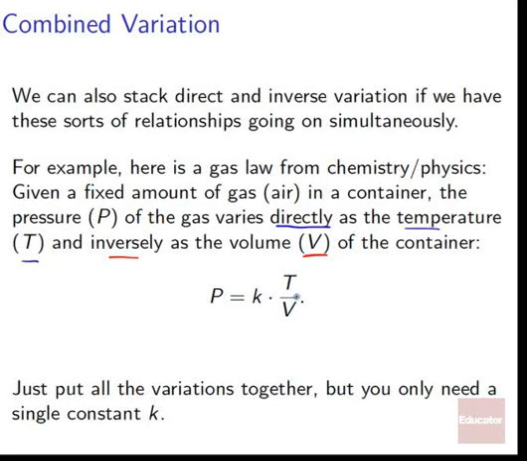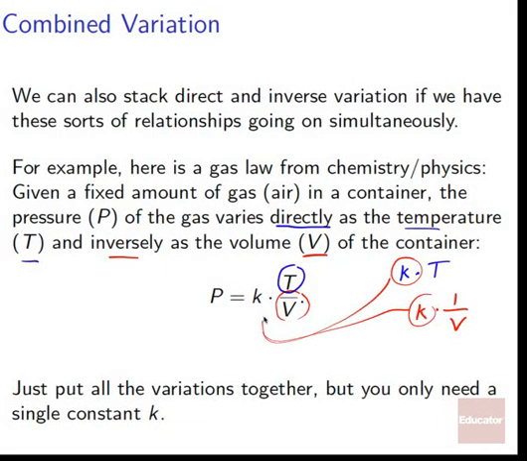So the inverse thing would show up down here by the divide by V, and our direct would be just T. So it's K times T for the direct, and then K over V for the inverse. And once again, we put them together, and they just combine, and they become a single constant of variation. So we just get a single constant K. We just stack all the various kinds of variation together, do them all at once, and put only one single constant K, and that'll be enough for the exact same reasons we talked about on the previous slide.